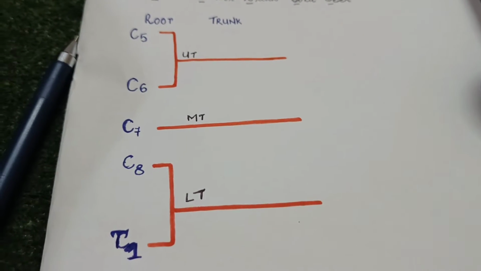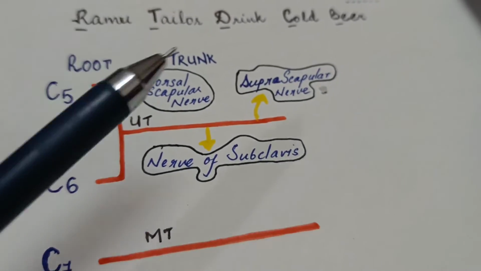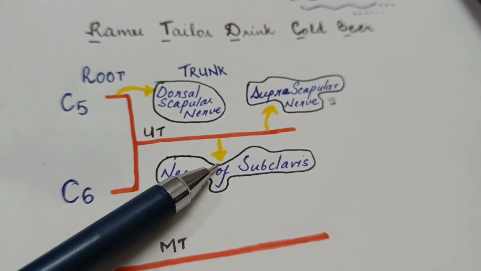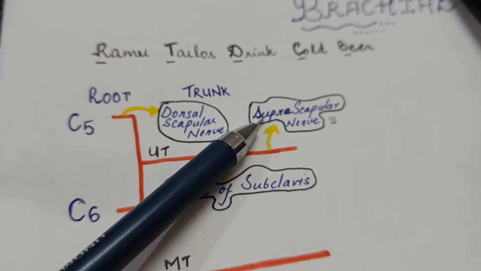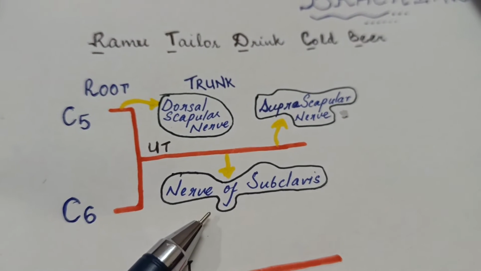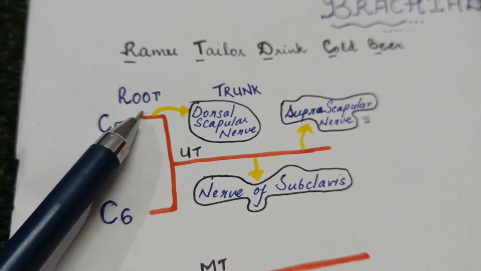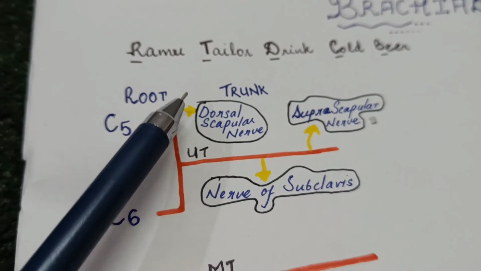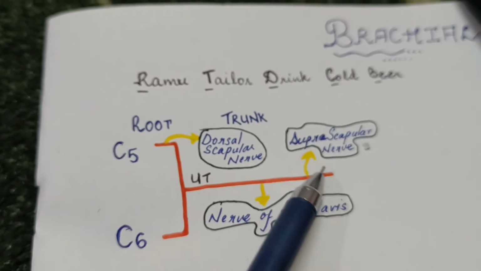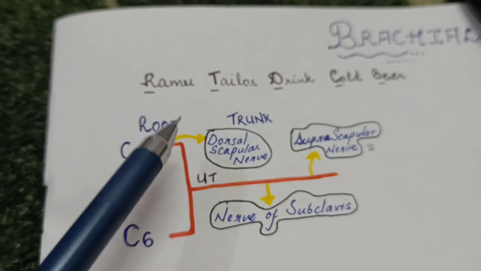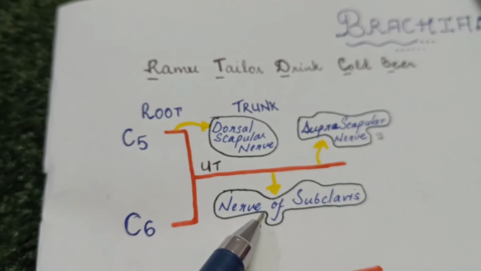Hope you all understand. We also have to remember the nerves originating here. From the upper trunk we get 2 nerves: the suprascapular nerve and the nerve to subclavius. Beyond these 2, from the root we also get a nerve, the dorsal scapular nerve. So in the C5, C6 roots and the upper trunk area we get 3 nerves: from the root, the dorsal scapular nerve; from the trunk, the suprascapular nerve and the nerve to subclavius.